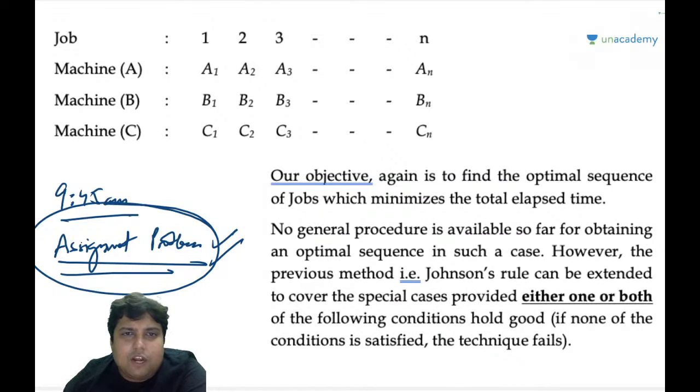Now the question will look something like this, that there is a job or there are n number of jobs and three machines A, B, C.